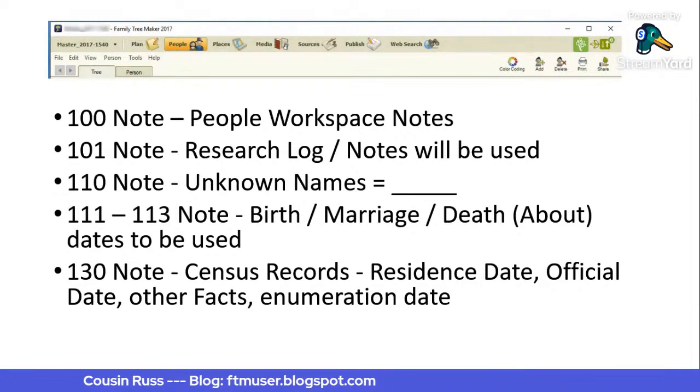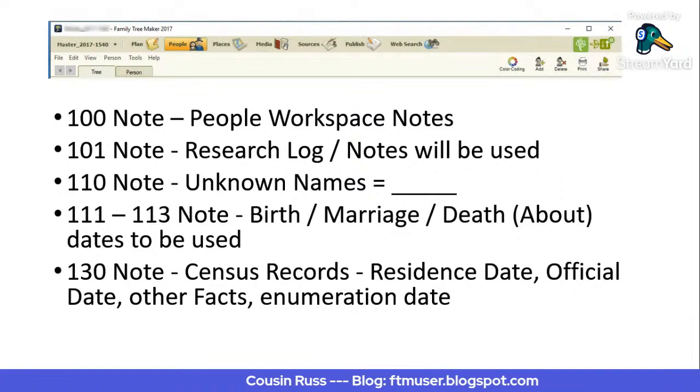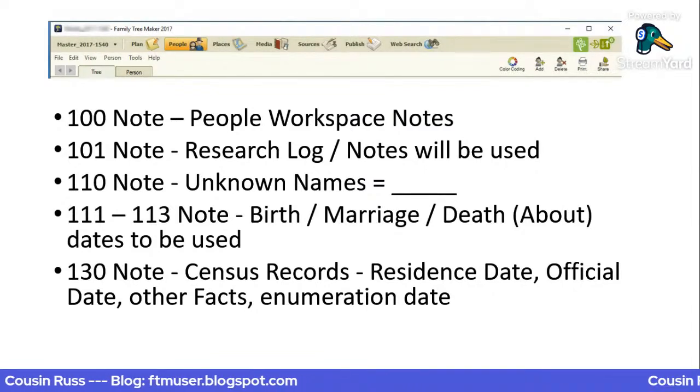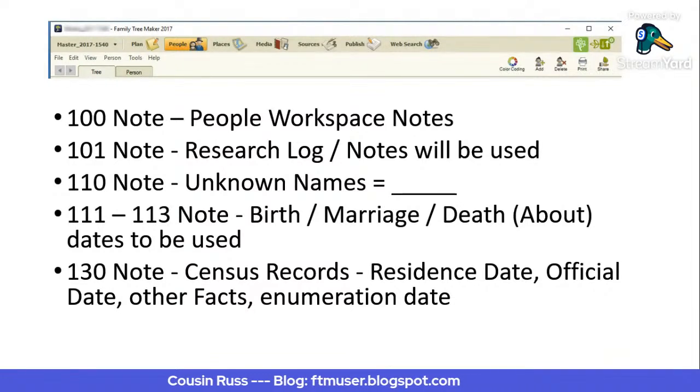130 note says census records. The resident date will be the official date of the census record. All other facts from that same record will have the date that the enumerator recorded the census information.